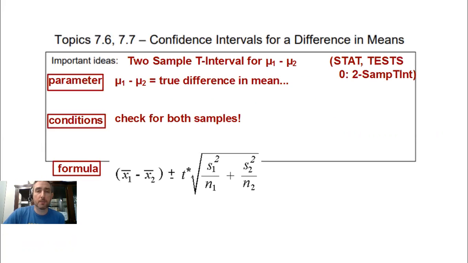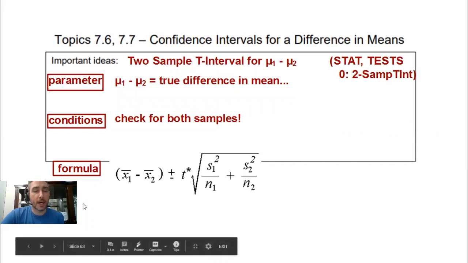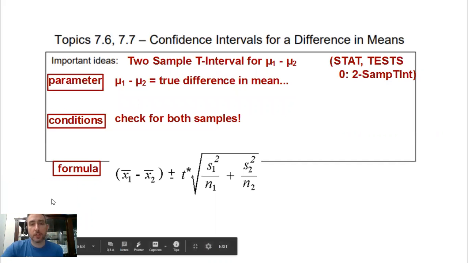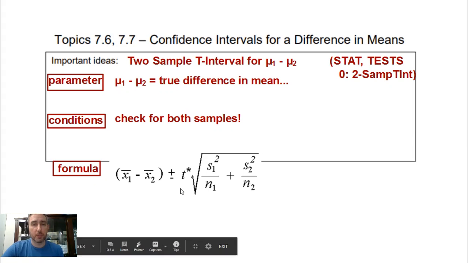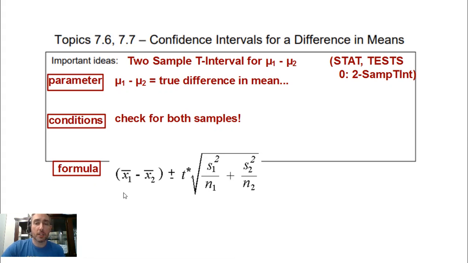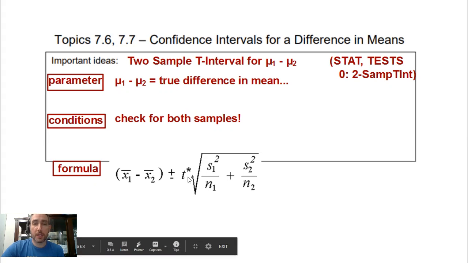So what are the important ideas? Well, it's kind of similar as before. We have a parameter, conditions, and formula. The parameter is the true difference in means based off of whatever context you're talking about. Conditions, always checking for both samples: random, 10%, and approximately normal. And the formula, which is not on a formula sheet, but the individual components are. So you just have to know the difference of two sample means, T-star, standard error.